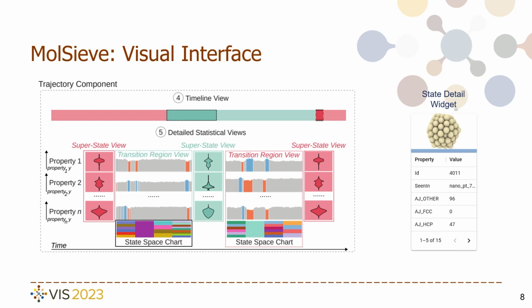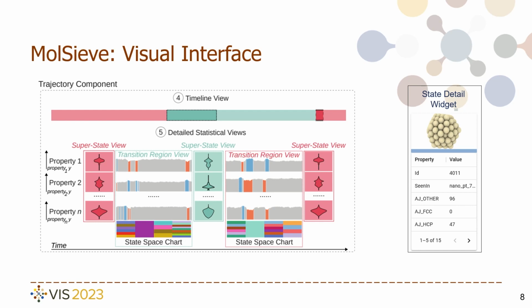At the bottom of the transition region view, the state space chart gives analysts an idea of the states within each segment of the transition region. The region is divided into 10 segments, each segment containing the states that occur the most within it. This way, analysts can determine where the trajectory has a lot of movement versus regions that are relatively stable.